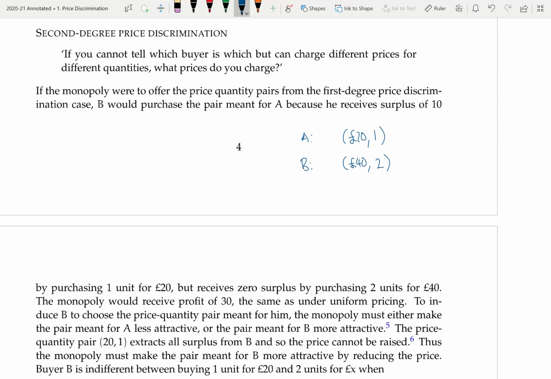Buyer A would still choose this option. That's because if they were to choose the other option, they would get a negative surplus. If you go back to the table, you'll see that buyer A is only willing to pay 20 for 2 units, the same as what they're willing to pay for 1 unit. So buyer A will still choose the first option if they're given the choice of these 2 price quantity pairs. What about buyer B? Well, buyer B is willing to pay 30 for 1 unit, and therefore they would get a positive surplus from buying this option.